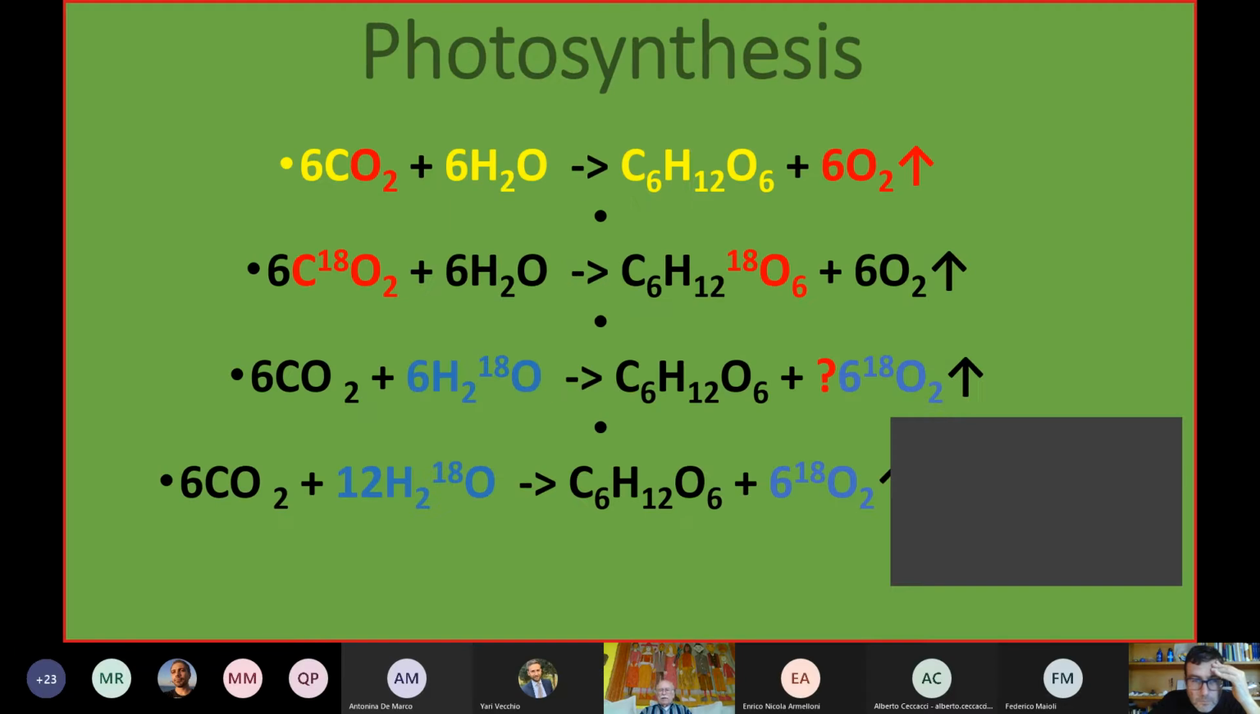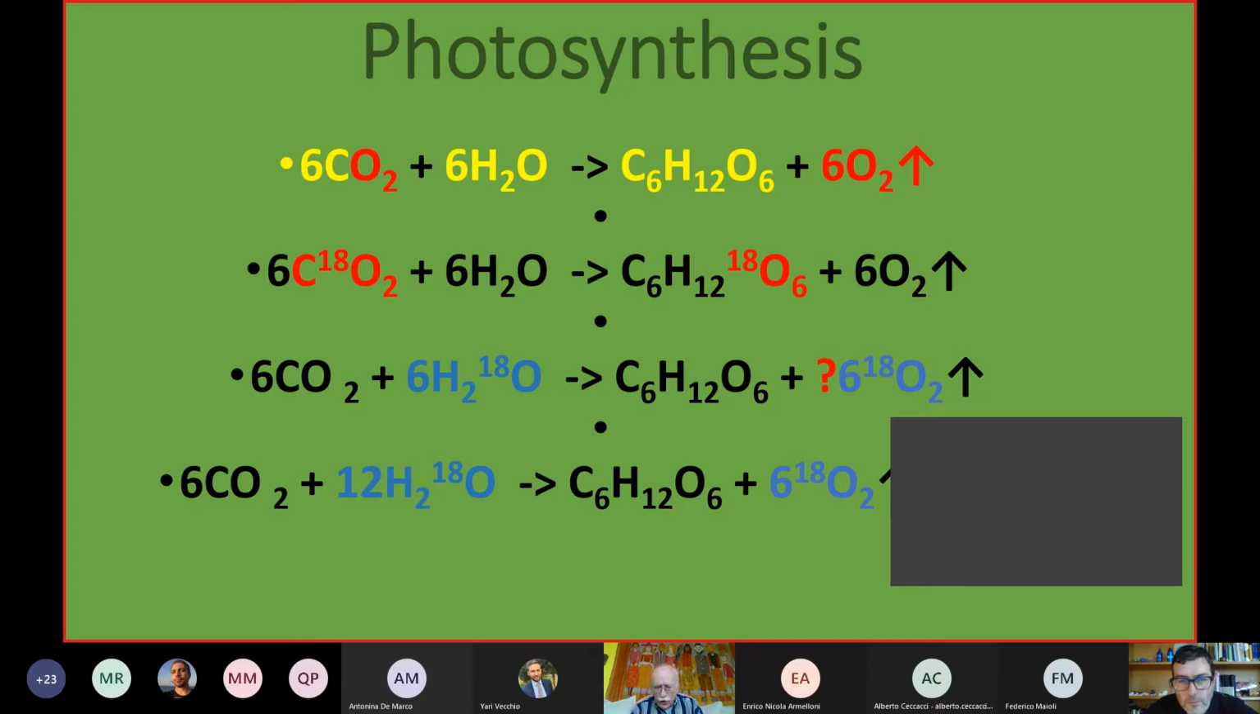Okay, now a little bit about photosynthesis. We all were taught that what happens in photosynthesis is written at the top. And that is why we call it the glucose hydrocarbon, because it was assumed that CO2 is combined with water, and the oxygen in the carbon dioxide is the one that is emitted.